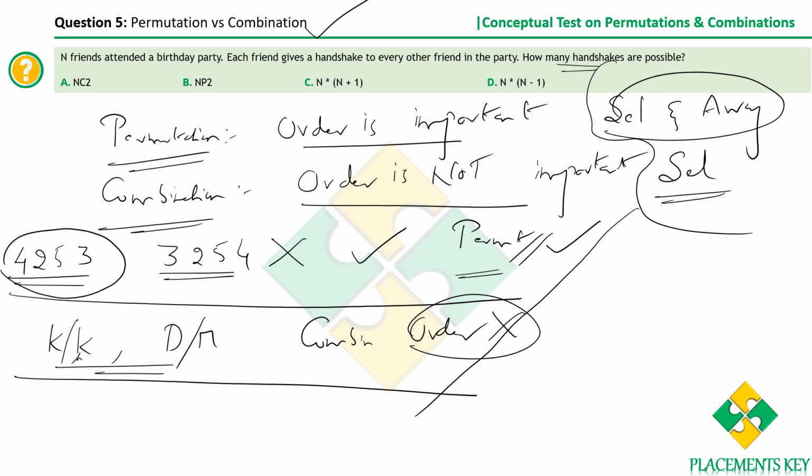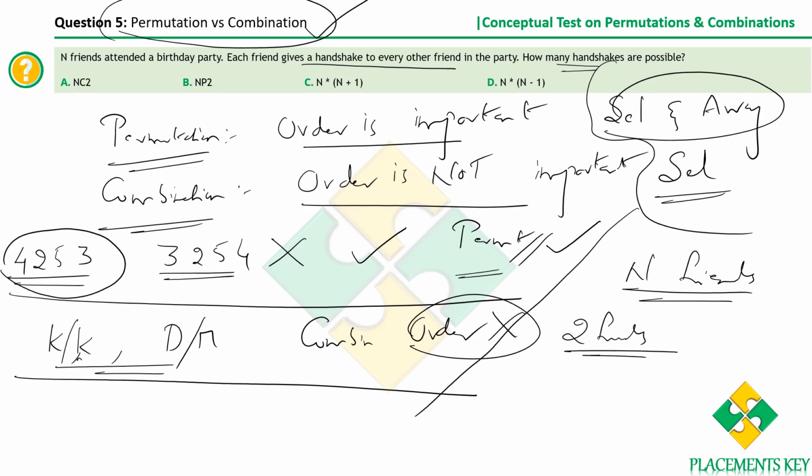Now, very simple. Totally there are N friends. I'll also explain the conventional method of solving this later, but not now. Let's concentrate only on identifying whether it's a permutation based question or a combination based question. There are N friends, and each friend gives a handshake to every other friend. How many handshakes are possible? Now, for a handshake to be possible, we need 2 friends, right? Because 2 friends shake hands with each other. So 2 people are needed out of n.